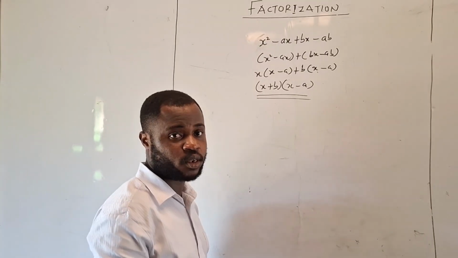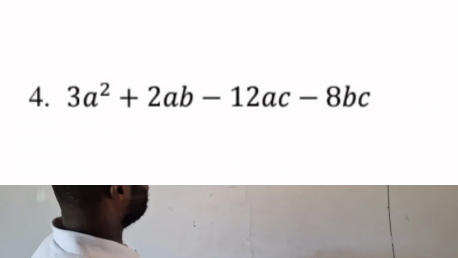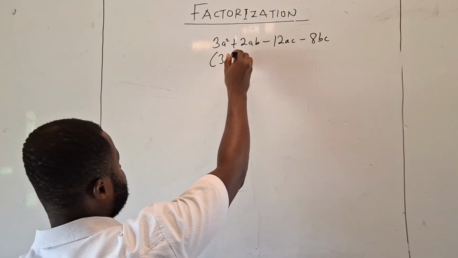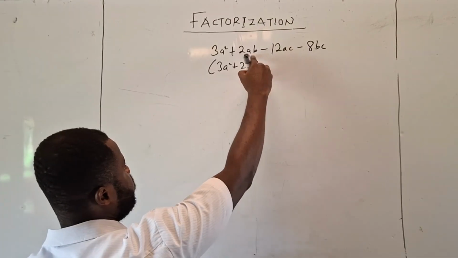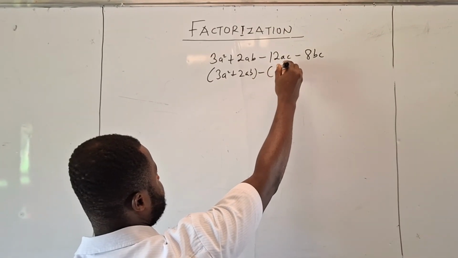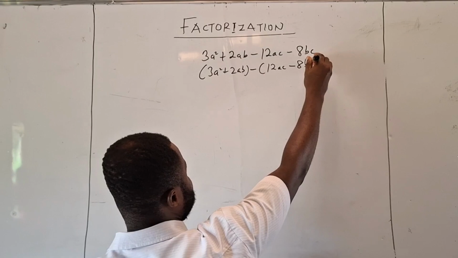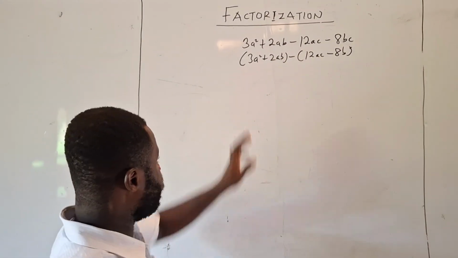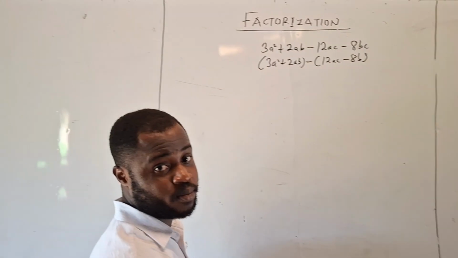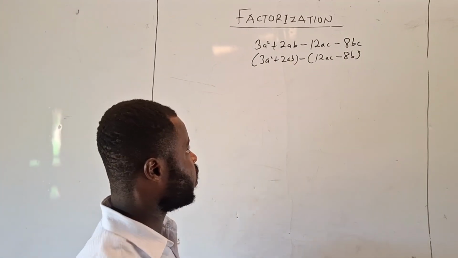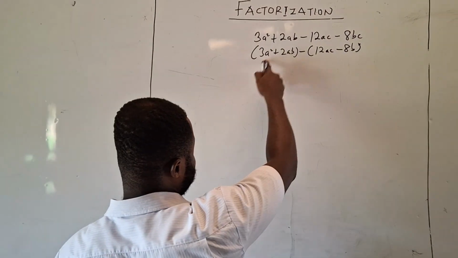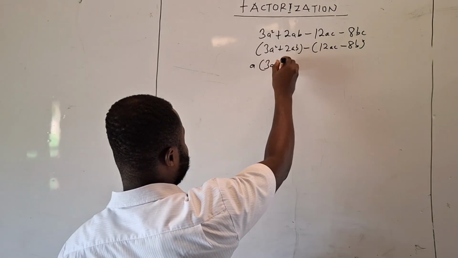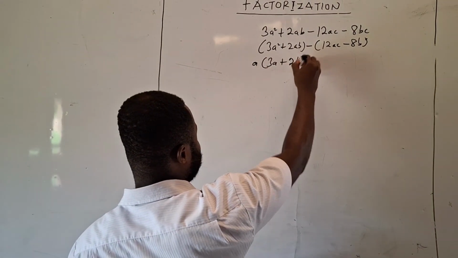So let's take the next question on this. We have to factorize 3a squared plus 2ab minus 12ac minus 8bc. Let's group the first two and the last two. 3a squared plus 2ab minus 12ac minus 8bc. Now for the common factor here, for the numbers, there's no highest common factor for them. So we leave the numbers and we go to the letters. The letters, we have a squared here, then a. So we can bring 1a out. Then here we'll be left with 3a, plus, this one will give us 2b because the a is out already.